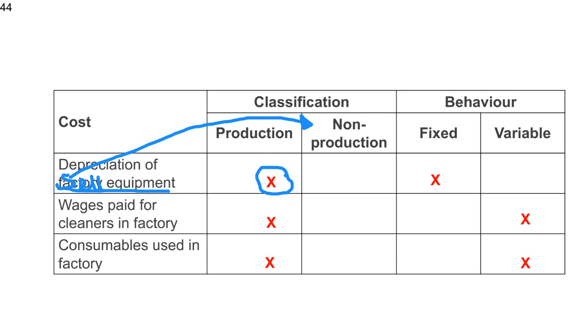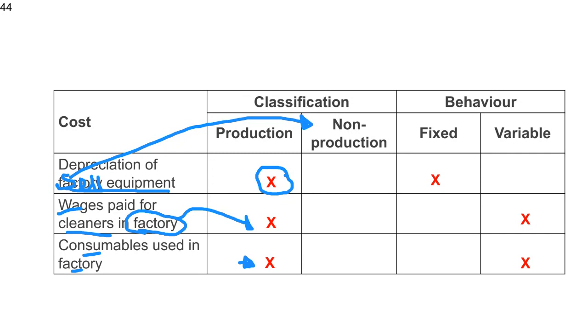All right. So now, wages paid to cleaners. Notice what it adds at the end. Factory: paid to cleaners in the factory. Therefore, it's a production cost, right? And then obviously consumables used in the factory. Again, it's a production cost because it talks about something to do with production in a factory.